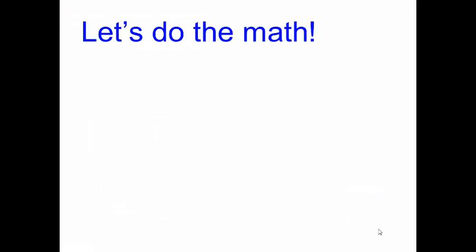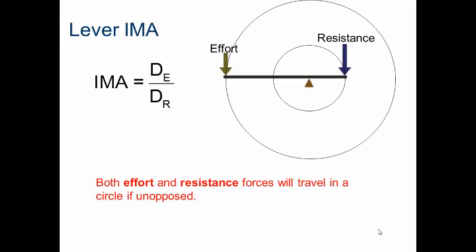Let's take a look at some of the math associated with levers. Before we do that, we do need to define a couple more terms. So take a look at a lever's ideal mechanical advantage. Okay, so this would be a type 1 lever because the fulcrum's in the middle and the effort and the resistance are on the edge.